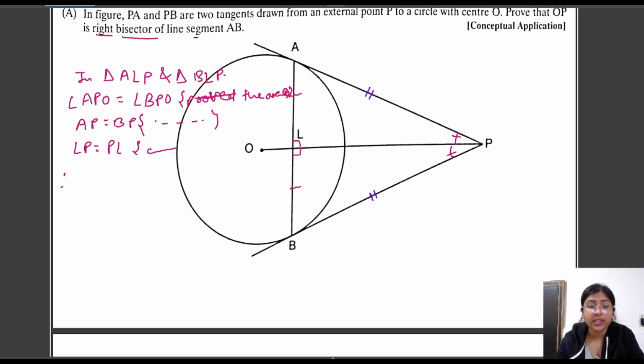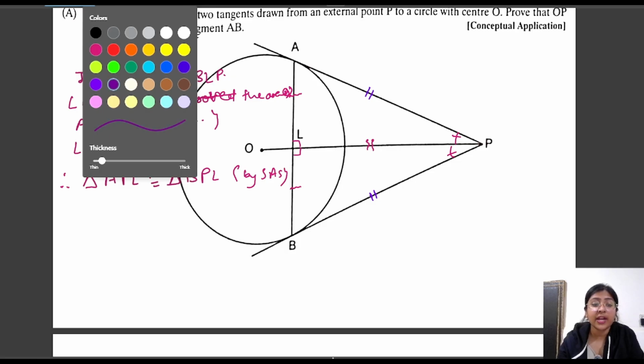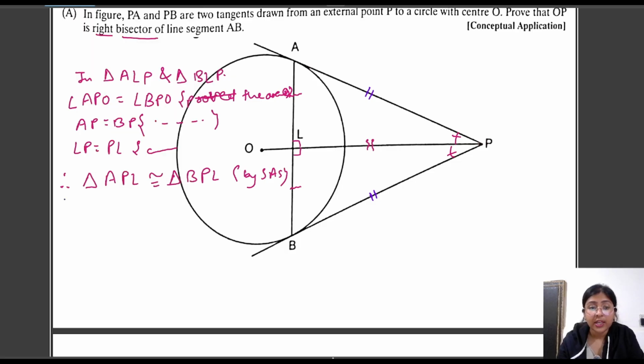Therefore, triangle APL is congruent to triangle BPL by which congruency? Side angle side. Yes, by this congruency, these two triangles are congruent. If these two triangles are congruent, from this we can write the result we need to prove. So AL is equal to BL. The first part, bisector, is completed. Now we need to prove that it is the right bisector.